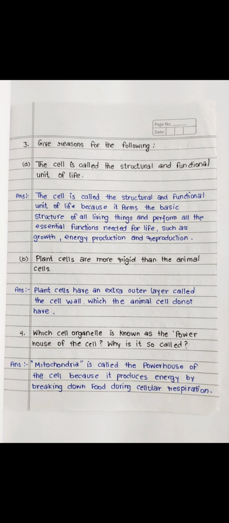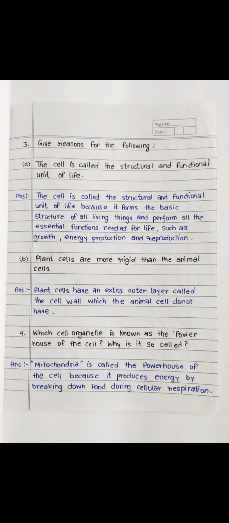Answer. The cell is called the structural and functional unit of life because it forms the basic structure of all living things and performs all the essential functions needed for life, such as growth, energy production, and reproduction. B. Plant cells are more rigid than animal cells. Answer. Plant cells have an extra outer layer called the cell wall, which animal cells do not have.